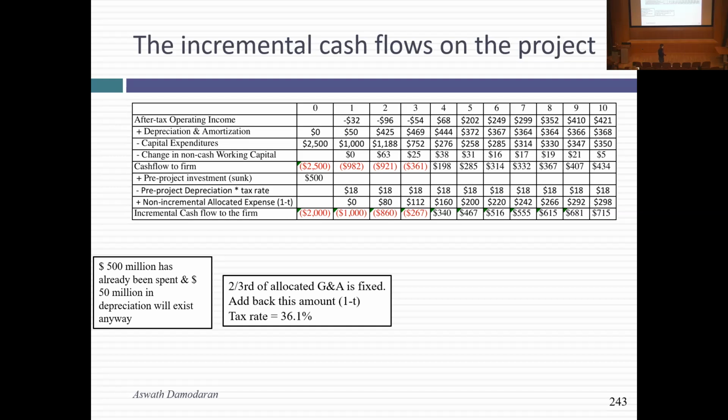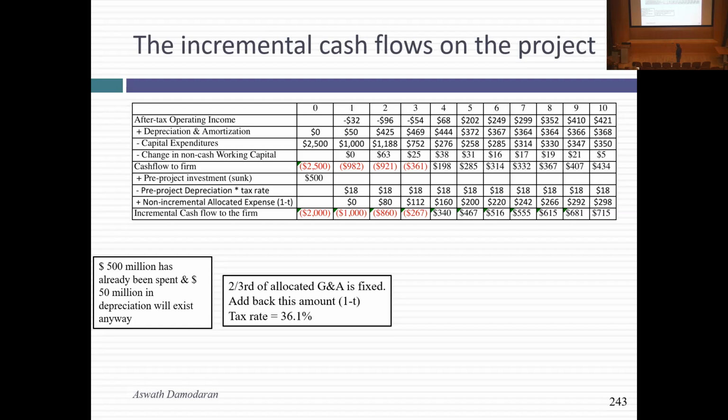The second item that I want to focus on is that allocated G&A, where I told you up front that 2/3 of this G&A has nothing to do with the project. The accountant allocated it anyway, but I'm going to go back and fix that, because that 2/3 has nothing to do with the project. So let's start with this.